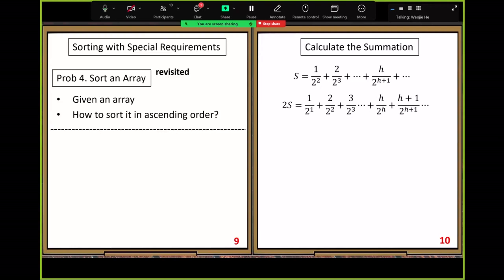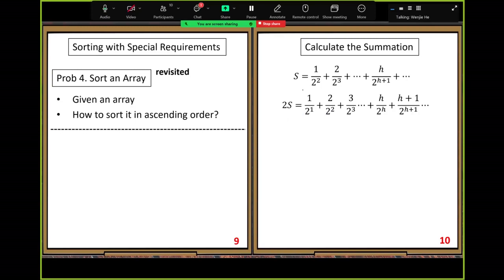Now we double S. Double S, we multiply S by 2 on both sides of the equality. So we multiply by 2 on the right-hand side. You can see the denominator 2 squared becomes 2 to the first, 2 cubed becomes 2 squared, and so on. Still a power of 2. You just reduce the exponent of that power of 2 by 1. But still, a power of 2.